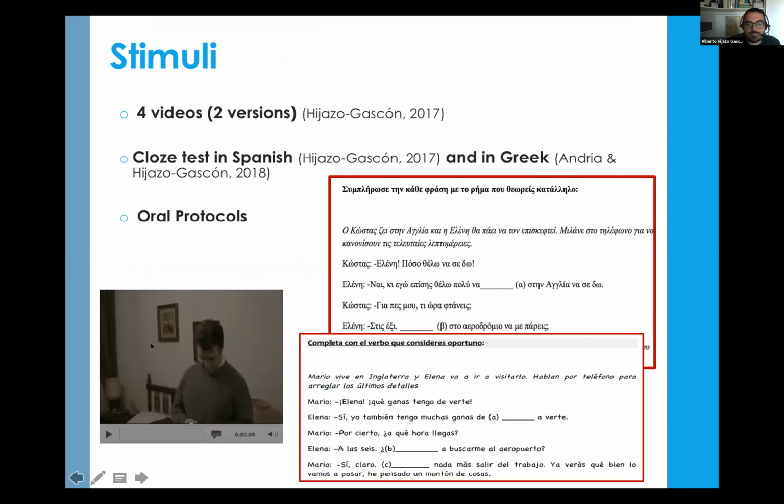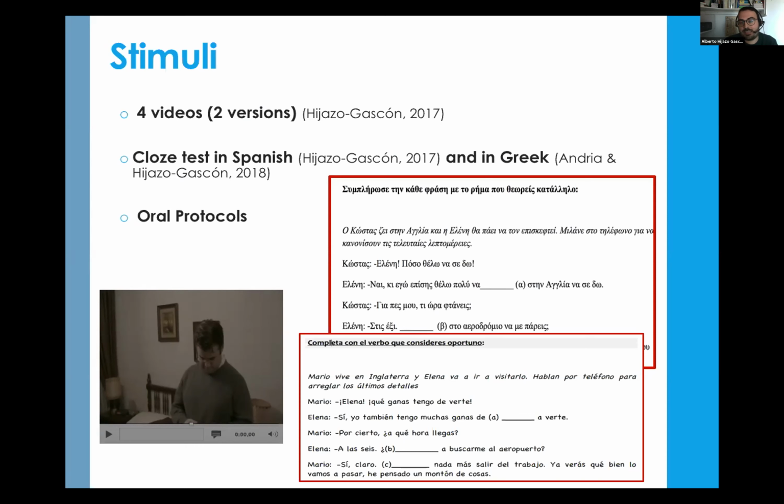So our stimuli were 4 videos. Basically, the videos were situations in which there were 2 characters, and one of them was moving towards the other, or one of them was calling someone to come to their place, or things like that. And then the participants had to retell the story in one of the 2 versions, taking the position of one of the characters, and they had to tell the other character what had happened.